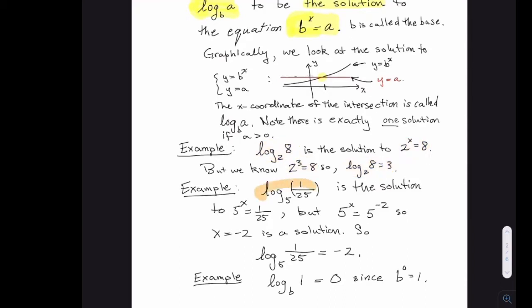Let's look at log base 5 of 1 over 25. That's the solution to this equation, but we know we can write 1 over 25 as a power of 5, 5 to the negative 2. So we see that one solution is negative 2, but there is only one solution, so negative 2 is the solution, and log base 5 of 1 over 25 is negative 2.